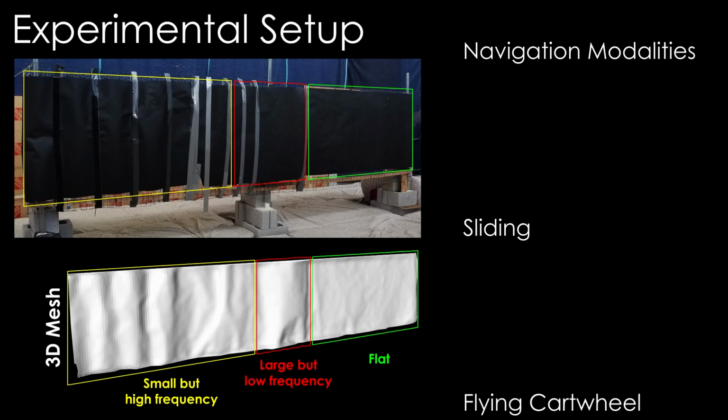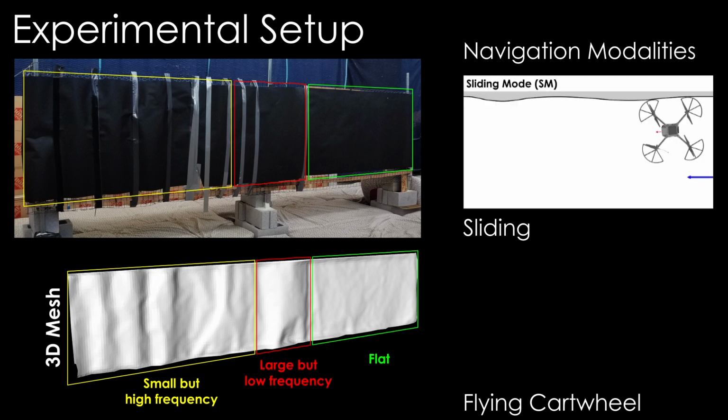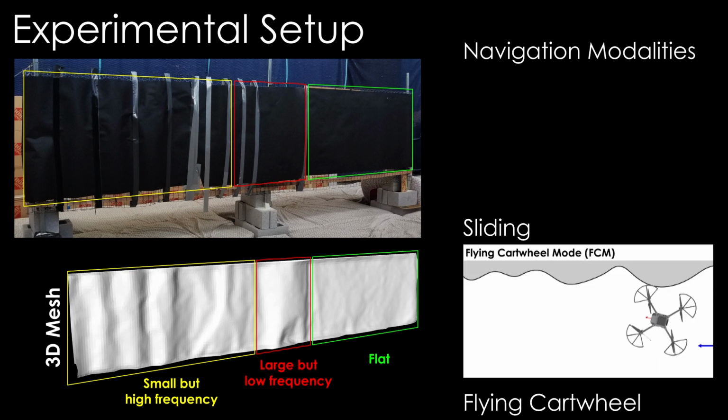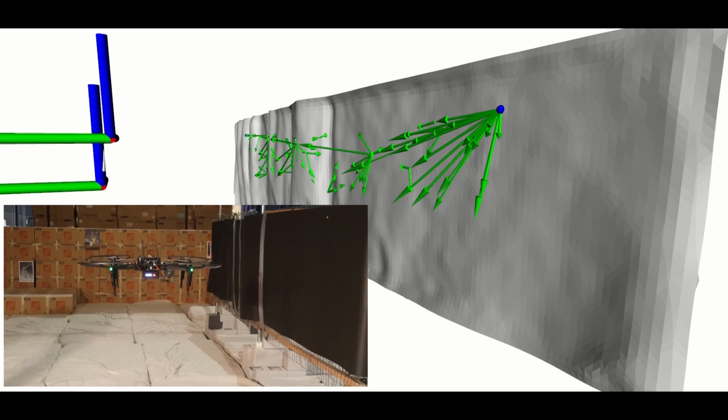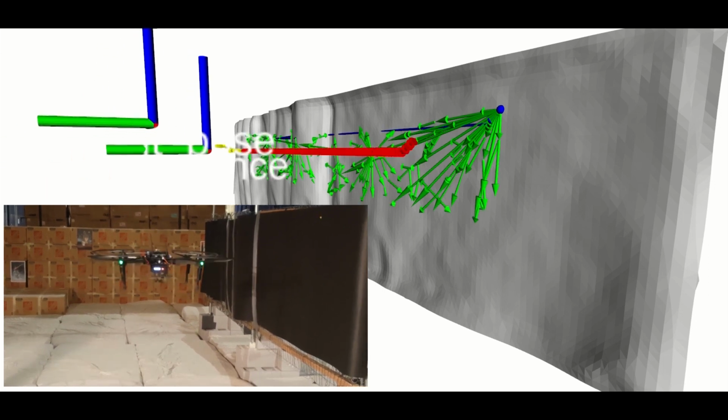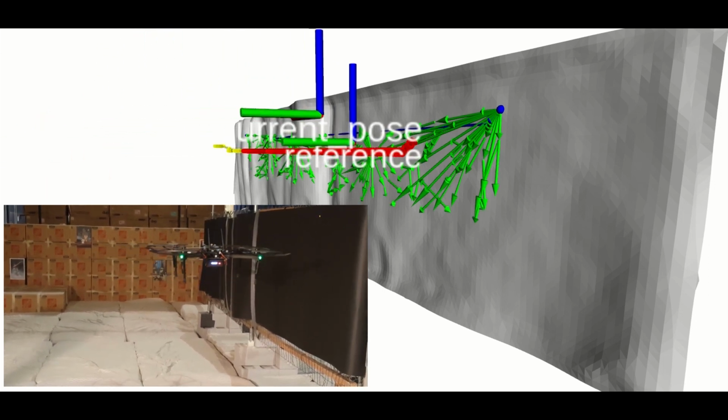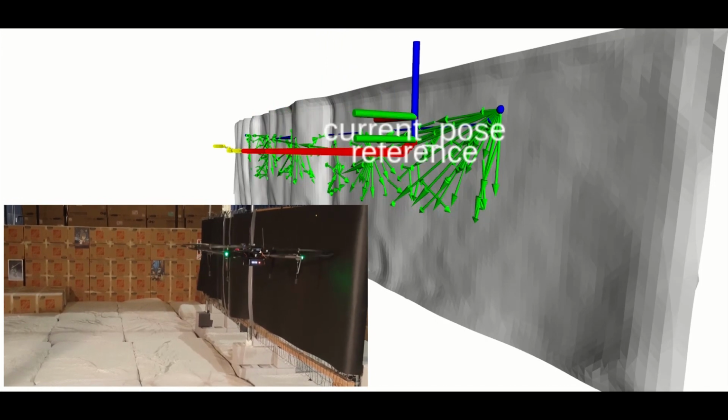In this work, we present a path planning method for exploiting contact by aerial robots to enable the traversal of highly anomalous surfaces. Apart from sliding and contact, the proposed strategy introduces a new locomotion modality of azimuth rotations perpendicular to the surface, dubbed the flying cartwheel mode.